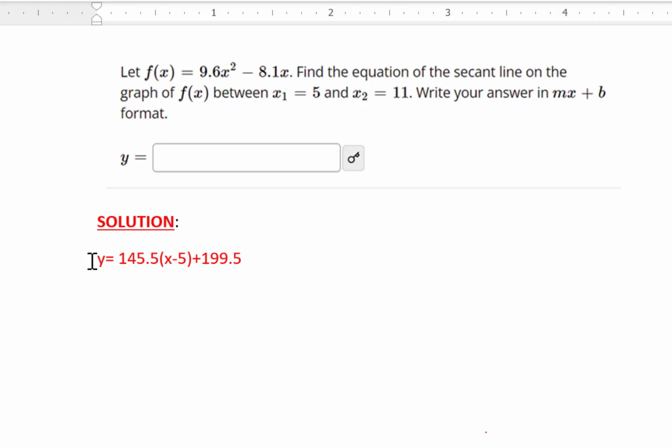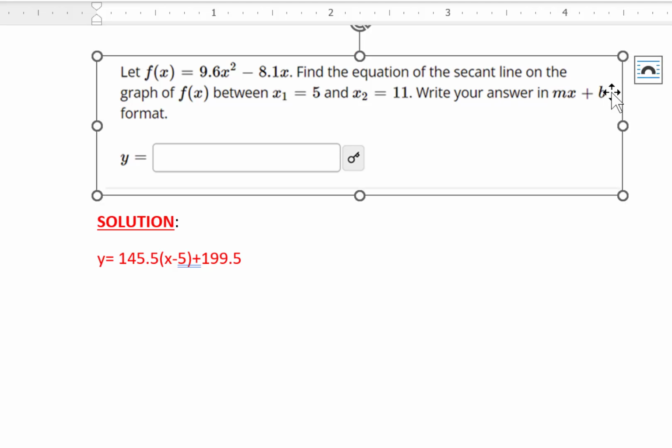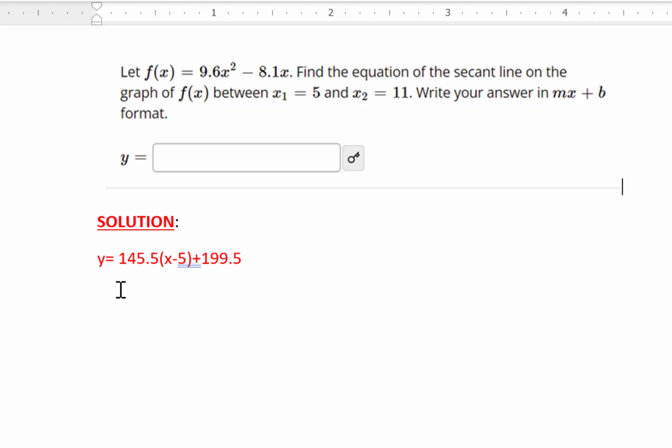So I just came back to our original problem page here, and I've written the equation of the line in point slope form. This problem did ask us to write it in mx plus b form, slope-intercept form. So I can go ahead and distribute that 145.5. And then lastly, I need to add -727.5 plus 199.5. So that's the answer. y equals 145.5x minus 528.